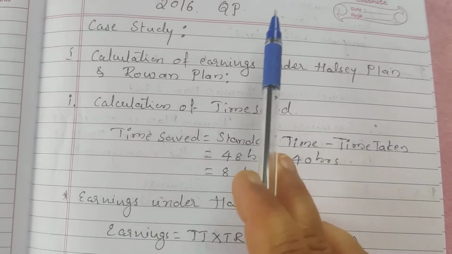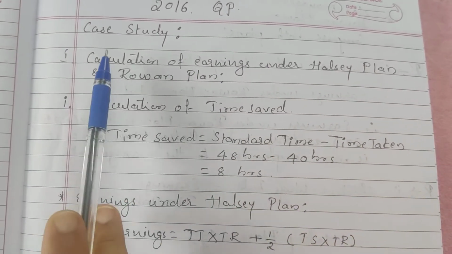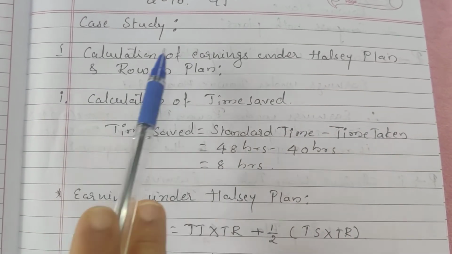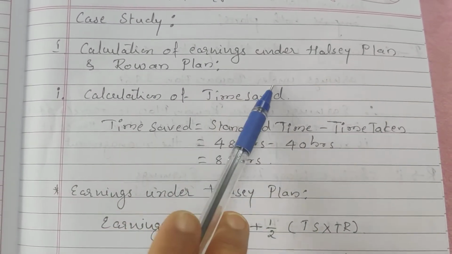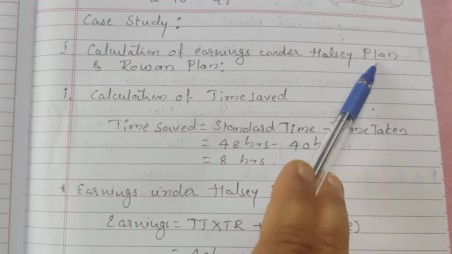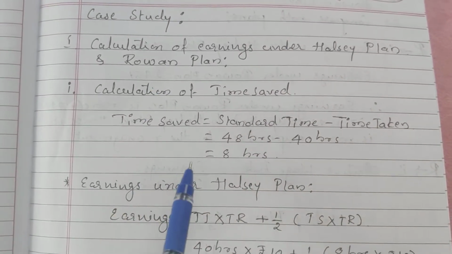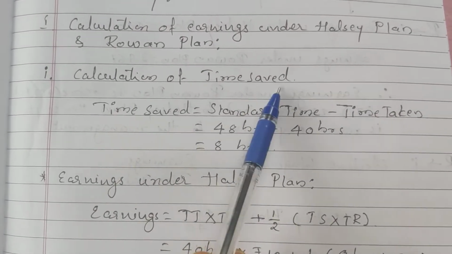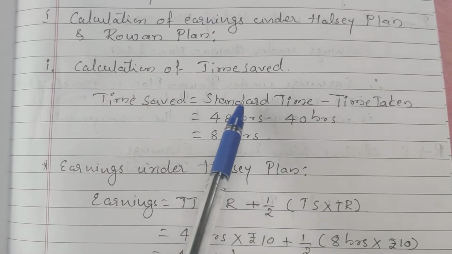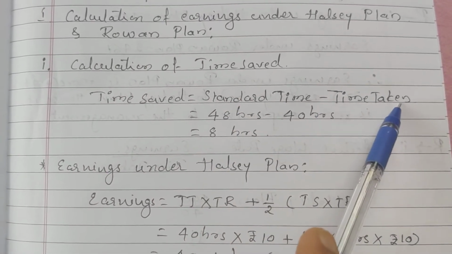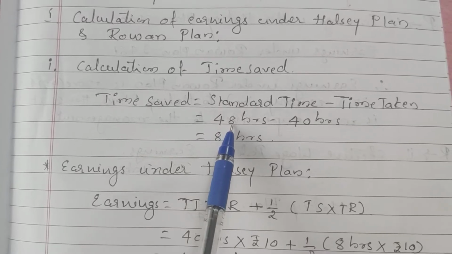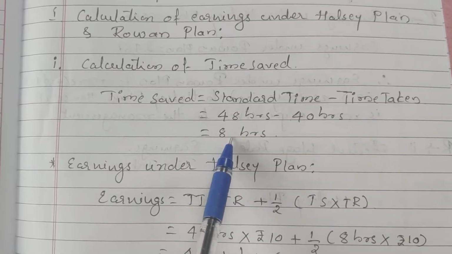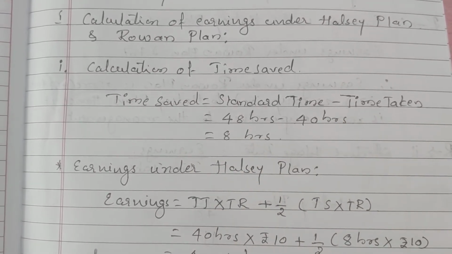Now, the 2016 question paper case study. Calculation of earnings: you have to calculate the earnings under Halsey plan and Rowan plan. To do that, first you have to calculate the time saved. Time saved is equal to standard time minus time taken. Standard time is 48 hours and time taken is 40 hours. So time saved is 8 hours.